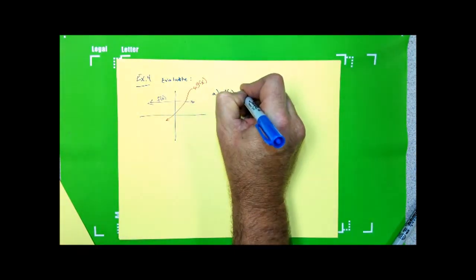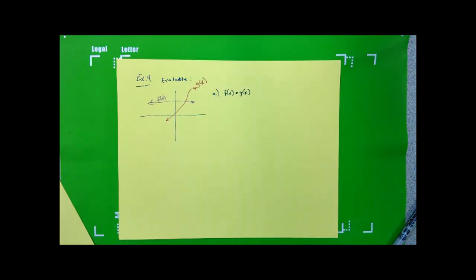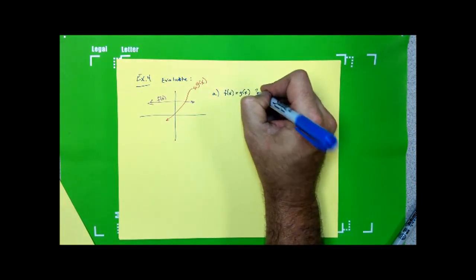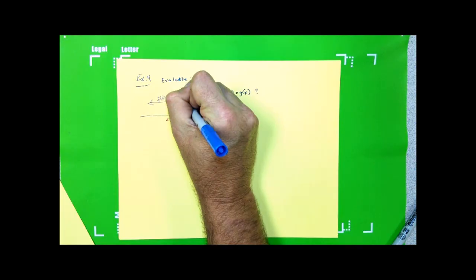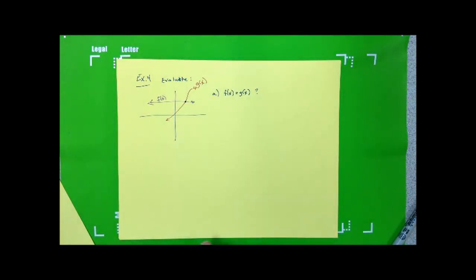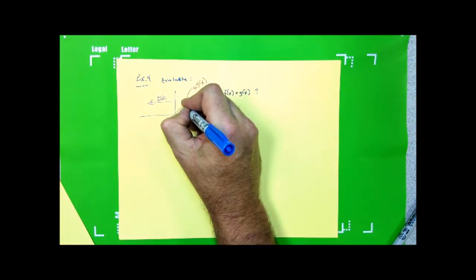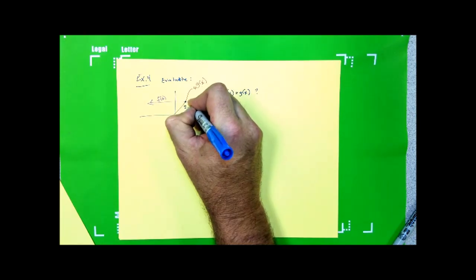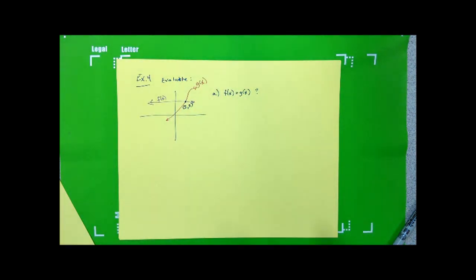Where is f of x equal to g of x? Where does this occur? Well, certainly it occurs where they cross, right? This is where they are absolutely equal. So if this happens to be the point (2, 3), then this occurs when the output is 3.